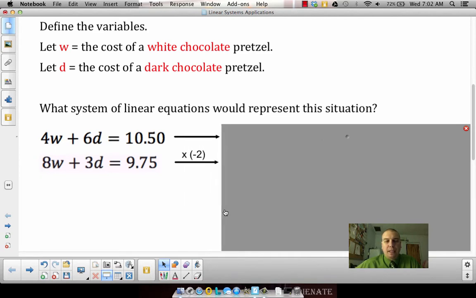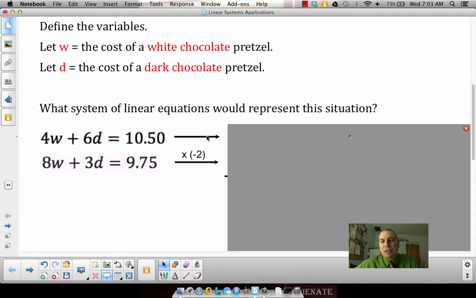So if I do that, the top equation is not going to change. I'm going to try to drop out the D's. Now, could I have dropped out the W's and eliminated the W's? Absolutely. You just would have done something slightly different, but nothing huge.